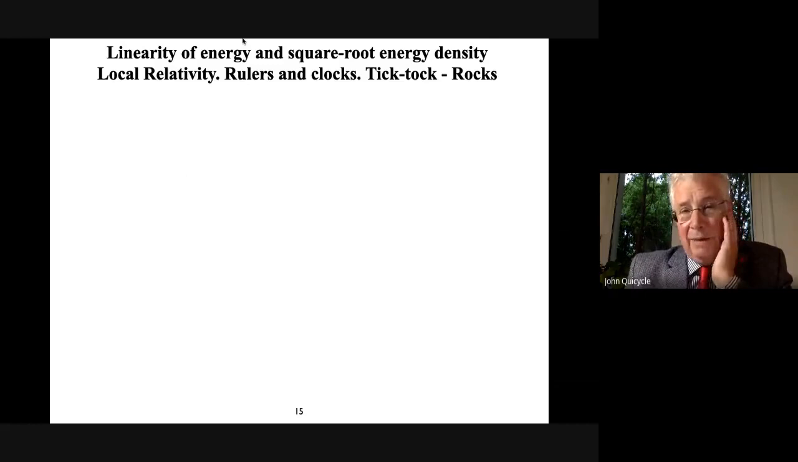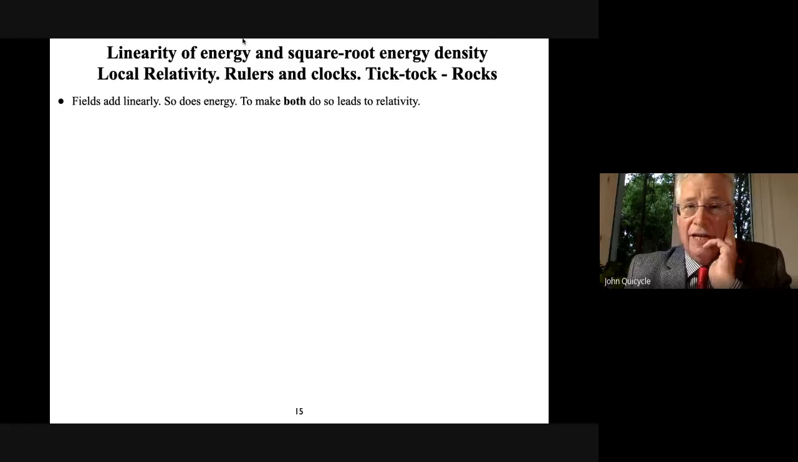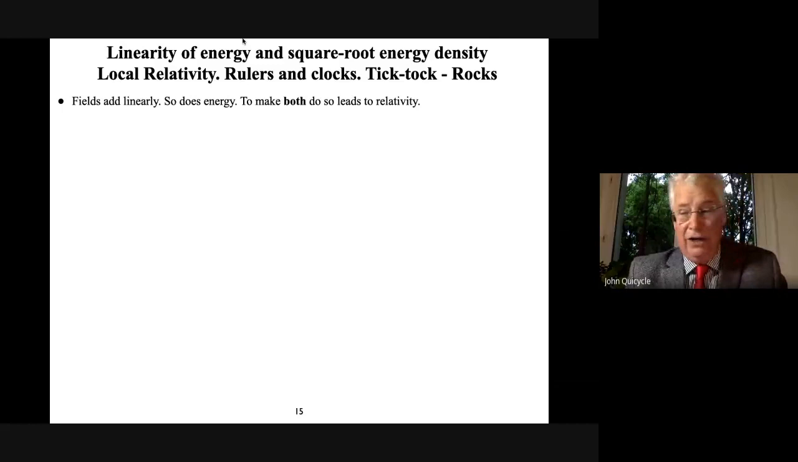Now I'm coming to the main part of the talk, and that's talking about the linearity of energy and square root energy density and local relativity, and what rulers and clocks are, what light rulers and light clocks are, how these rocks work, how these elemental bits of rock work when you bang them together. So what do we know? We know fields add linearly, and so does energy. And it turns out that Viv gave a beautiful derivation of where relativity can come from, which is completely different to this one. But here's another derivation of where relativity comes from. I think this one's even prettier, but I would, because I made it up.